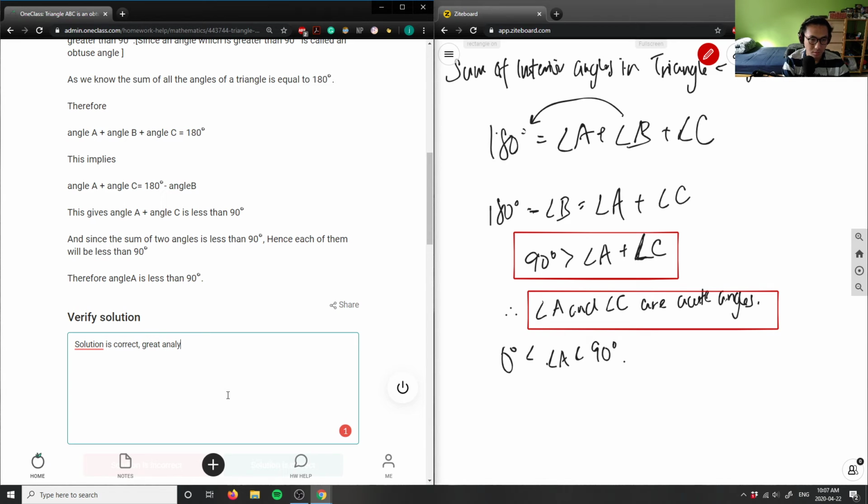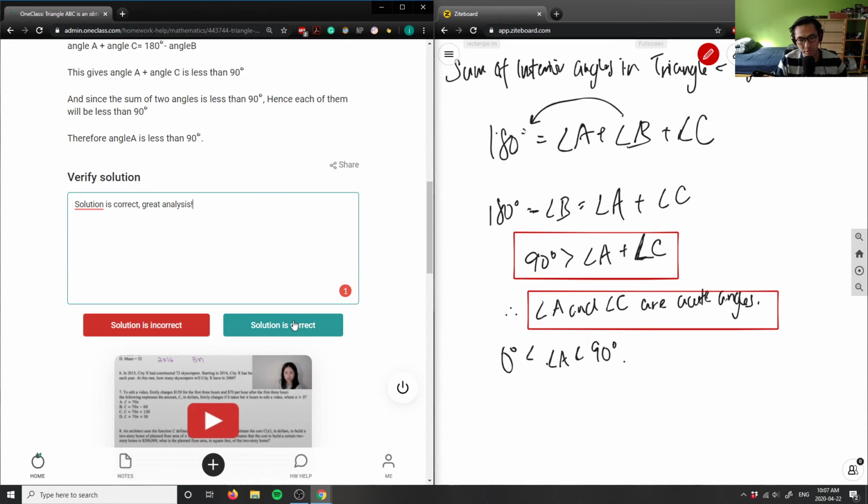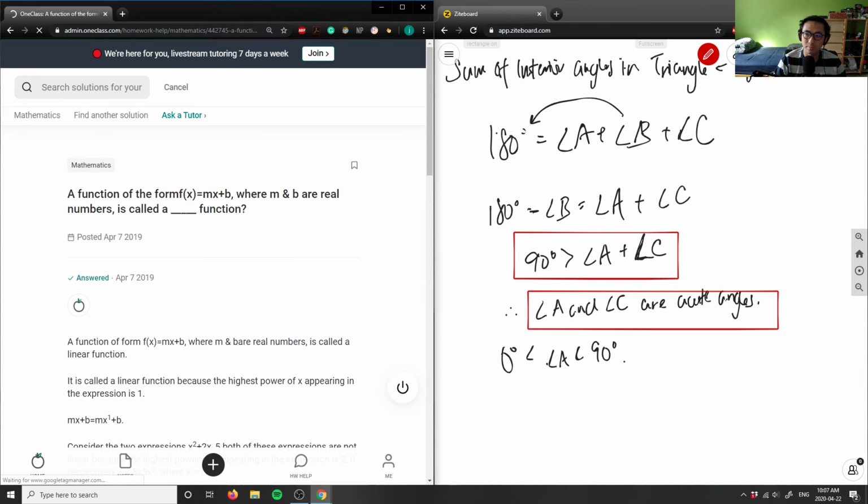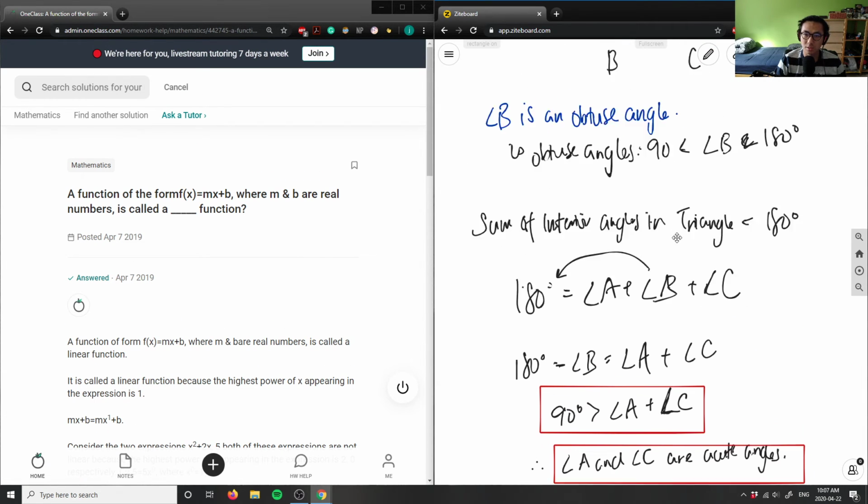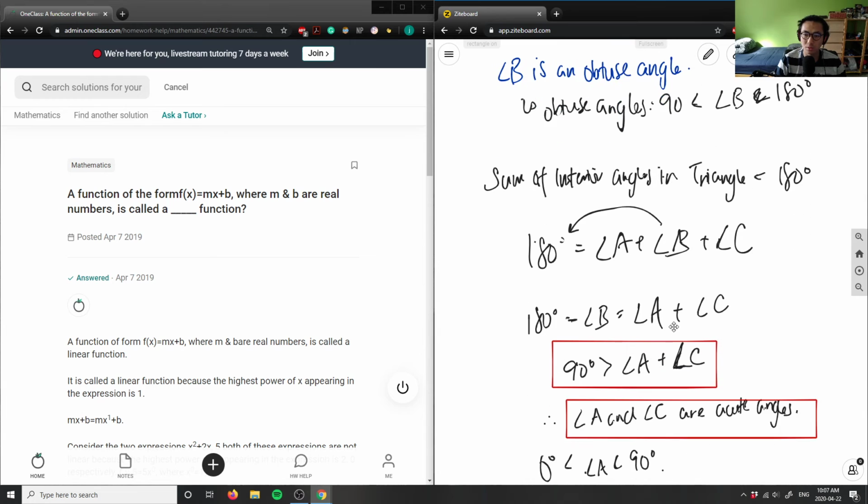Great analysis. So the solution here is correct. Sweet. That's our first question of the day. So this is question 1. Let's do question 2.